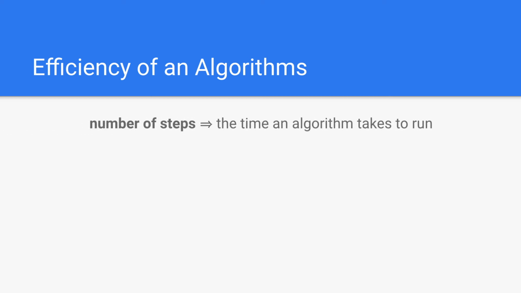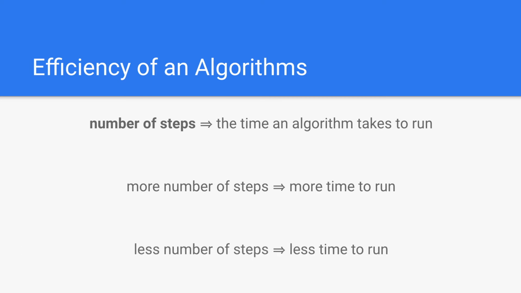Same is true when it comes to algorithms. Number of steps define the time it takes an algorithm to run. More the number of steps, the more time it will take for an algorithm to complete. Vice versa, less the number of steps, less time it will take an algorithm to complete.